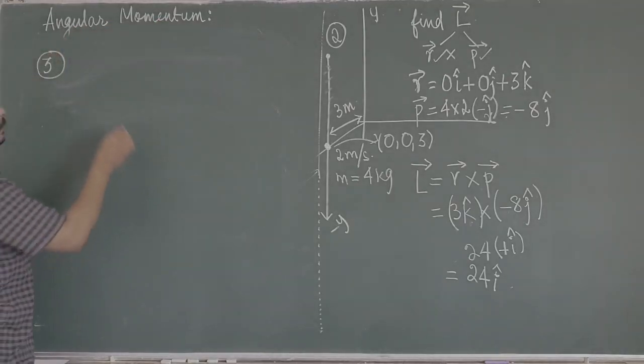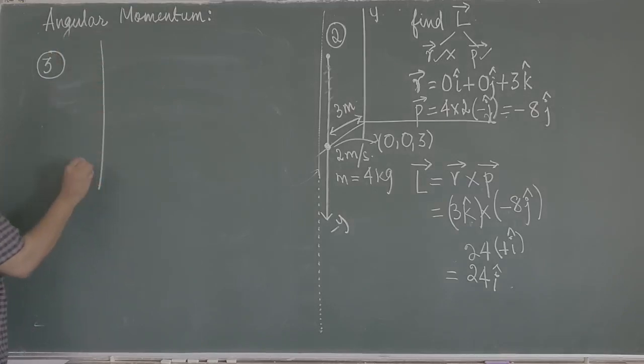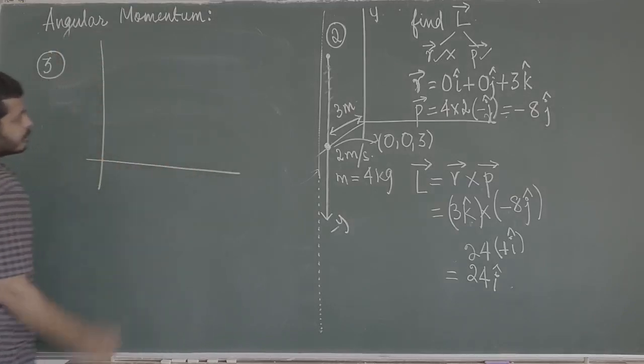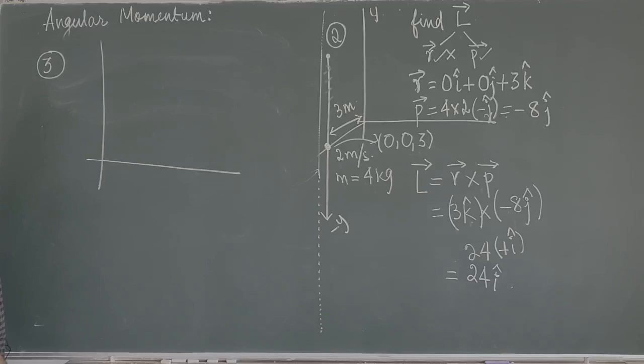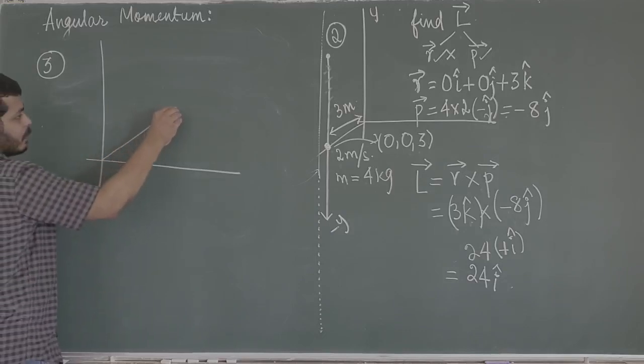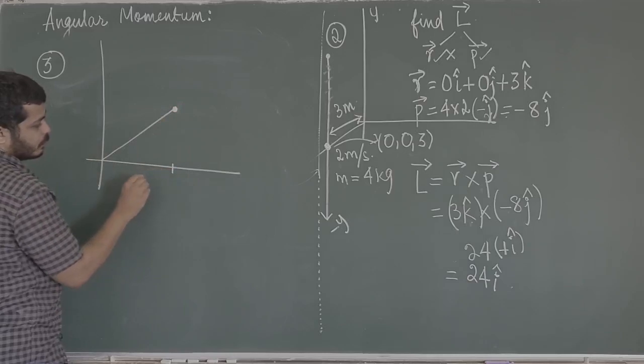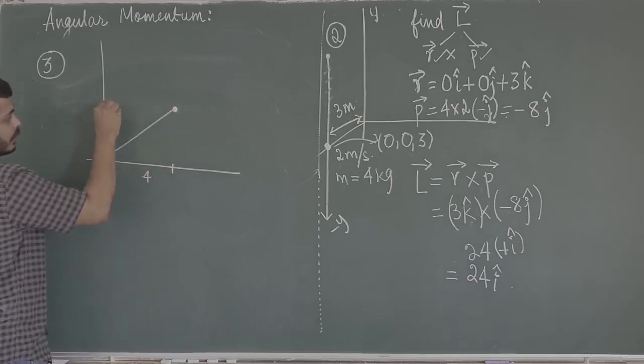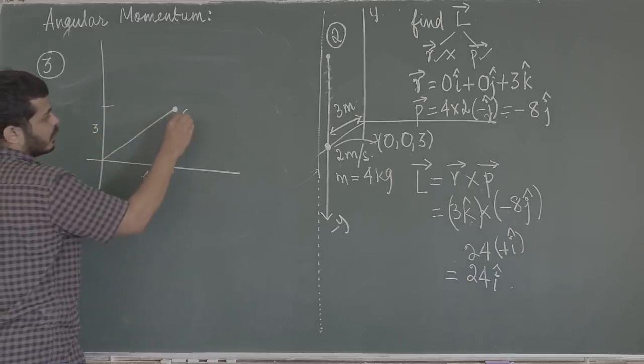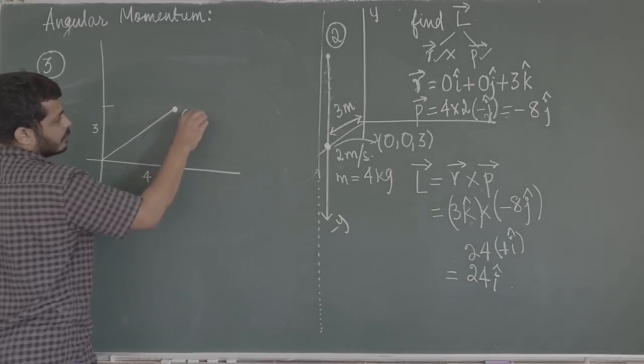Let's give you a slightly better problem. Let us say that there is an XY coordinate system. And there are two particles. Let's right now keep it at one. Let's say there is only one particle, and this particle is placed at, let's say this position is 4, that position is 3. So we'll take simple values. This point is 4, 3.